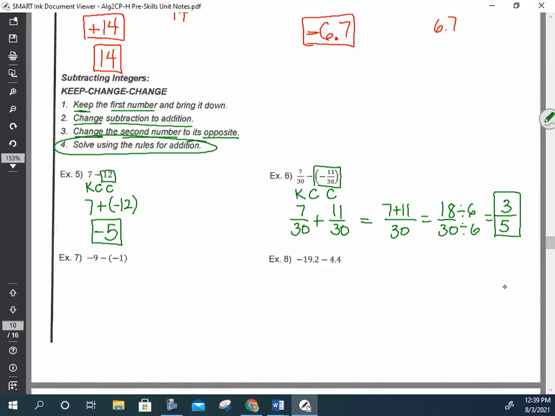Again, just because they're fractions doesn't change the rules up. It just means you have to follow the rules for fractions as well.